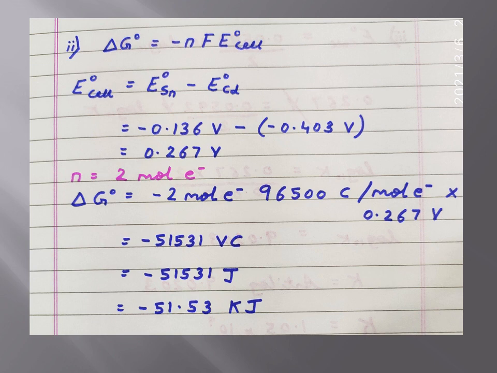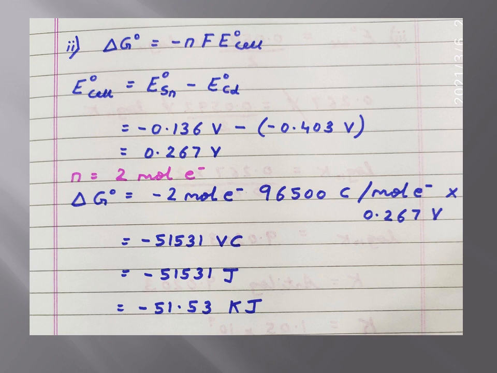So we have already derived the cell formula. Now we will be calculating the standard Gibbs energy change, which is given by delta G0 equal to minus n F E0 cell. n over here is the moles of electrons used in the reaction. F is Faraday, which is equal to 96500. Students, you all should remember the values. Then E0 cell is to be calculated.